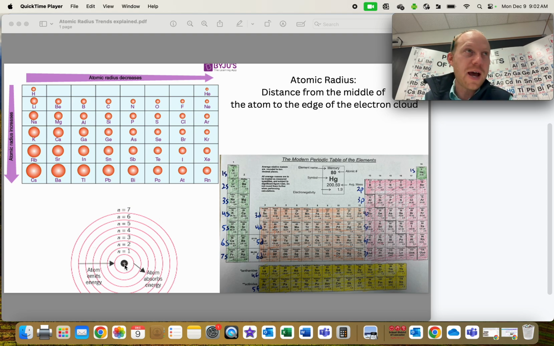You can think of this as the moon around the Earth. If the Earth's gravity increased, it would pull the moon in. If the Earth's gravity decreased, the moon would get to spin farther out. And that's why the trend in atomic radius occurs. It increases as you move down the periodic table because it adds more shells, and it decreases as you move from left to right because there's stronger attraction between the nucleus and the electron cloud.